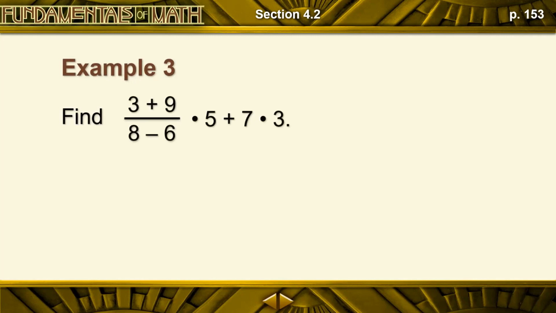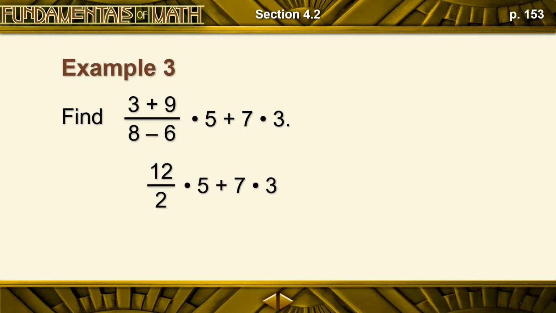So let's look at example 3, bottom of page 153. They're asking us to find 3 plus 9 over 8 minus 6 times 5 plus 7 times 3. So Timmy, what do we do first? Thinking of order of operations, if that 3 plus 9 and that 8 minus 6 are in parentheses, what do we do first here? Right, so what's 3 plus 9? Okay, and 8 minus 6? Right, so we would simplify our groupings, our fractions first, and we'd end up with 12 over 2.